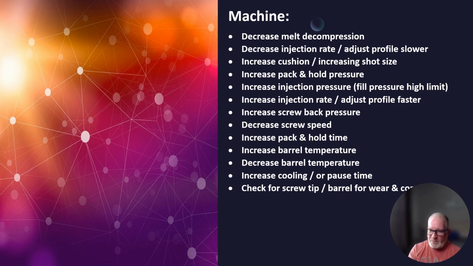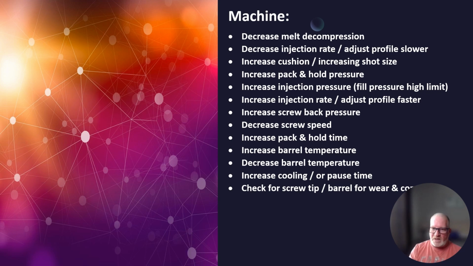So if you're running like a 3-stage profile at the very beginning, then going into hold, maybe you change those a little bit. Increase screw back pressure, decrease screw speed, increase pack and hold time, increase barrel temperature, decrease barrel temperature, increase cooling or pause time. Check the screw tip and barrel for wear and corrosion. Okay, I know I got the little thing covered up, but it's corrosion or wear. So think about that.